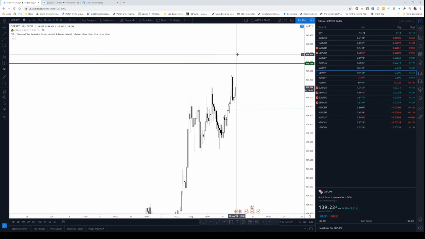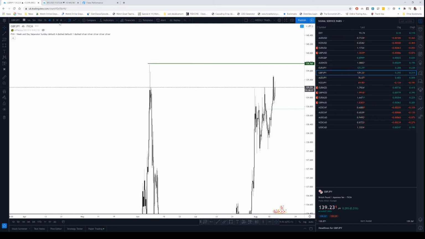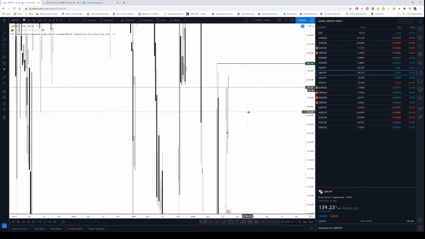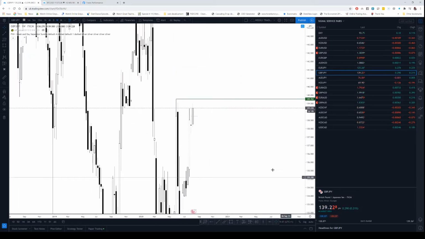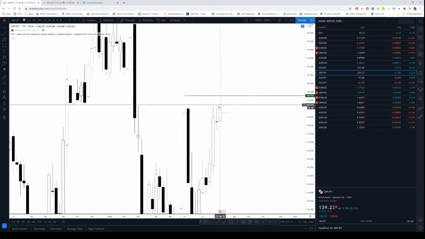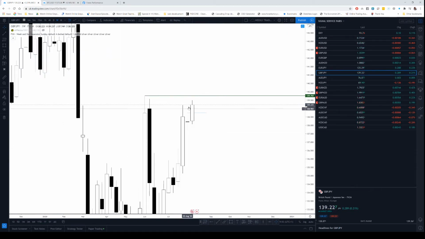Again, we're just almost there. Yeah, you can see we're almost there. If I look on the weekly, we've just traded above this down candle. It doesn't look like a down candle, but it is a down candle. Yeah, so we can project that to the upside and look for upside objectives.